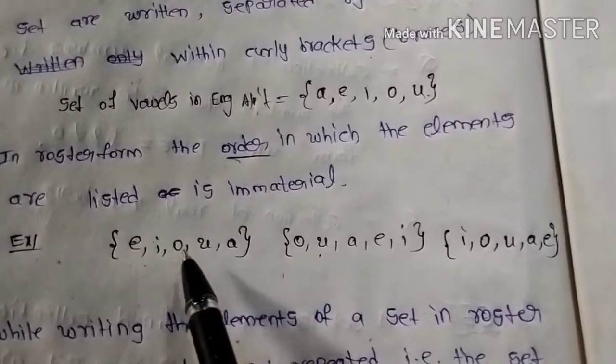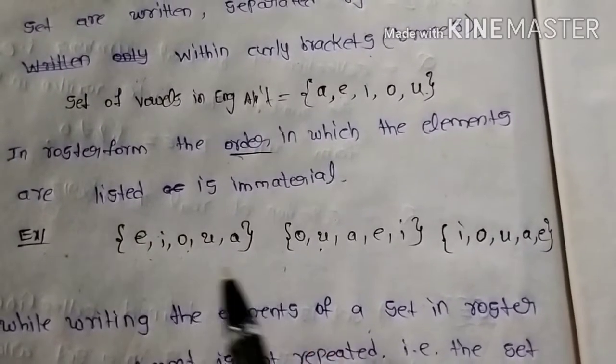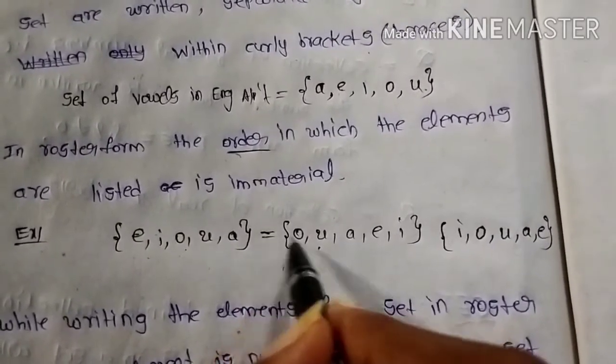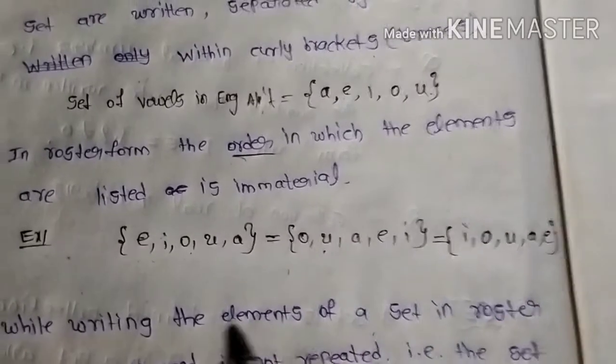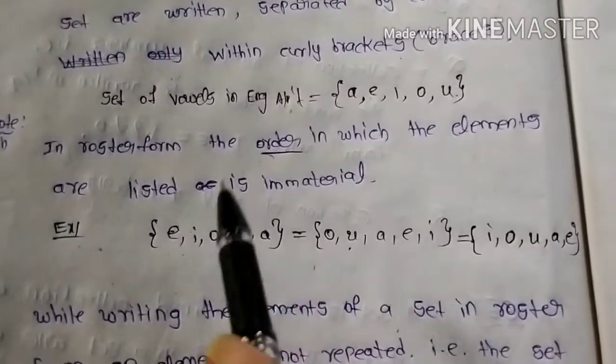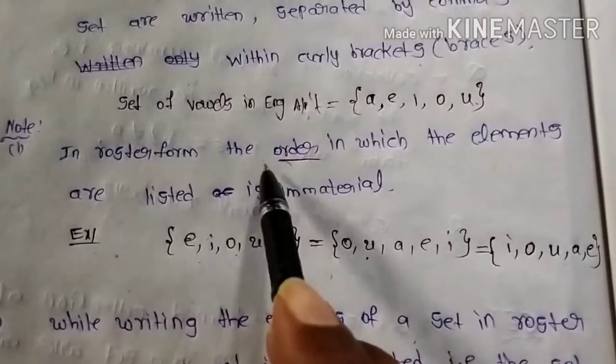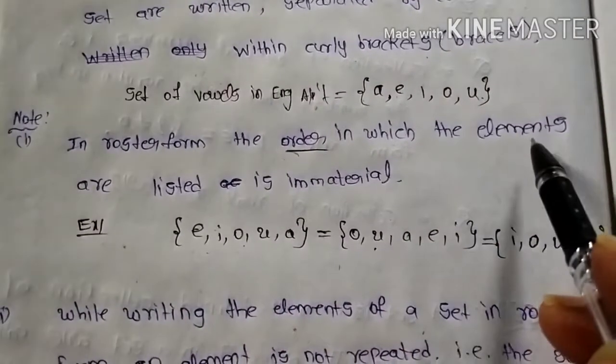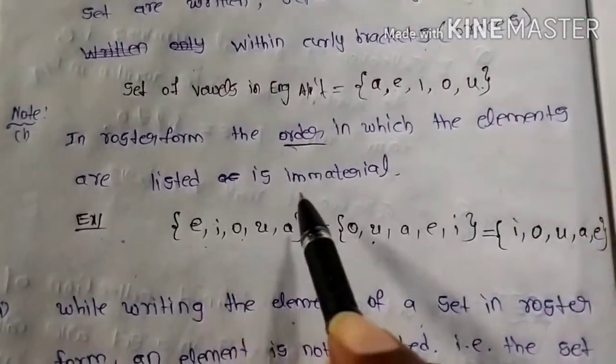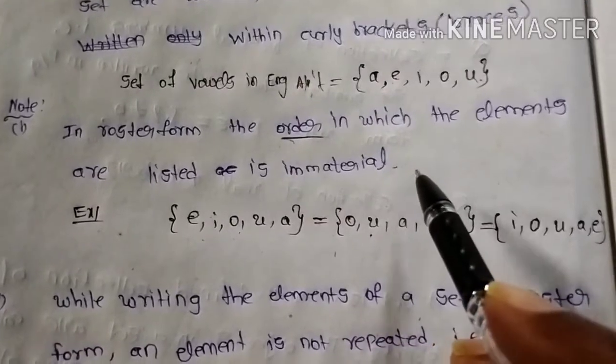But all the vowels are represented in the set or not? All the sets are equal. So you can remember here these sets are equal only. So that only I mentioned here. In roster form, the order in which the elements are listed is immaterial.